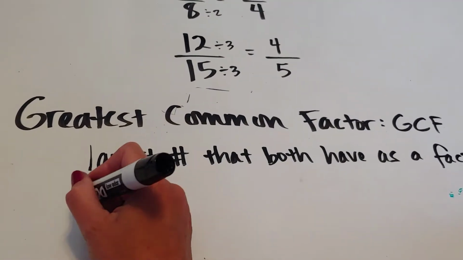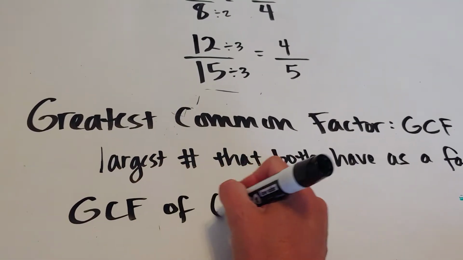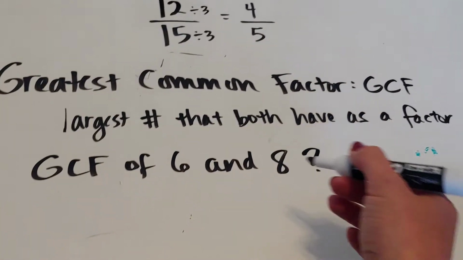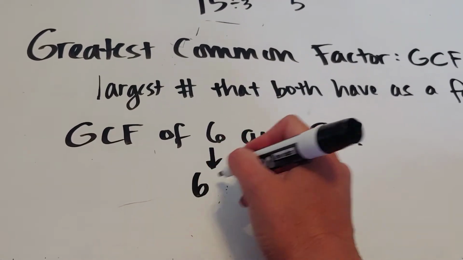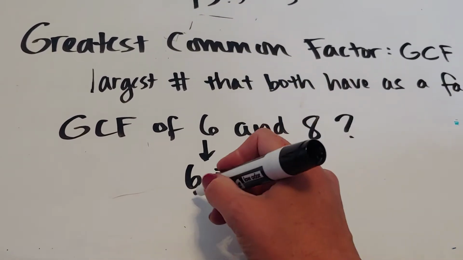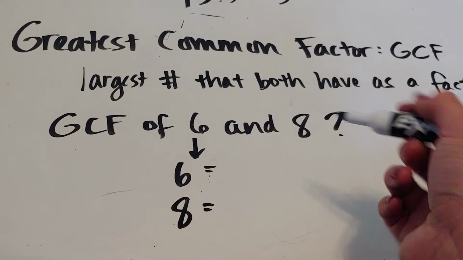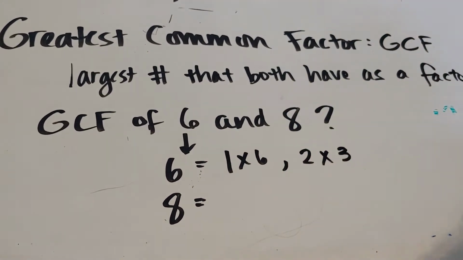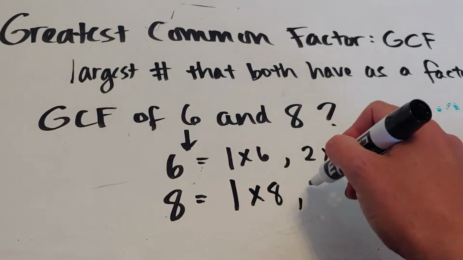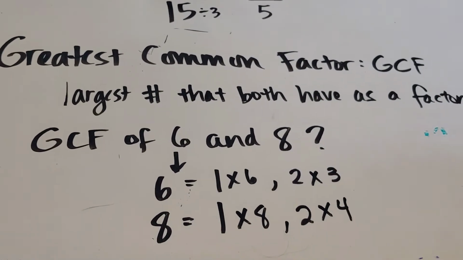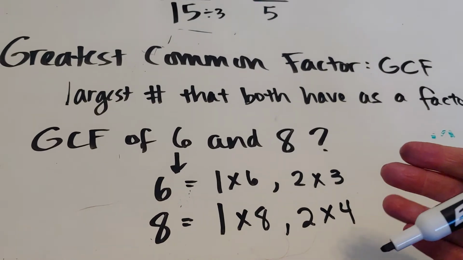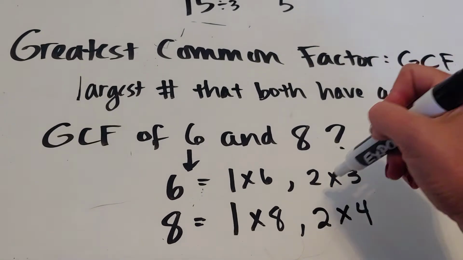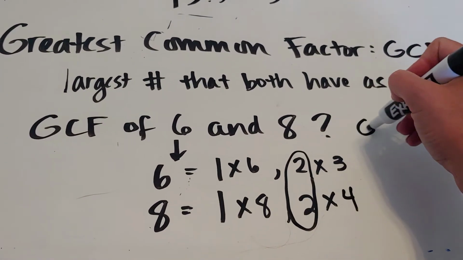So if I wanted to find, for example, the GCF of 6 and 8. I want to know what is the GCF of 6 and 8. What I'm asking is, I want you to list all the pairs of numbers that multiply to 6, and I want you to list all the pairs of numbers that multiply to 8. So 6 is 1 times 6 and 2 times 3. 8 is 1 times 8 and 2 times 4. So what we're asking is, what is the biggest number that's on both lists? So 1's on both lists and 2's on both lists, but that's it. That's the only numbers. And so the bigger one is 2. So here the GCF is 2.